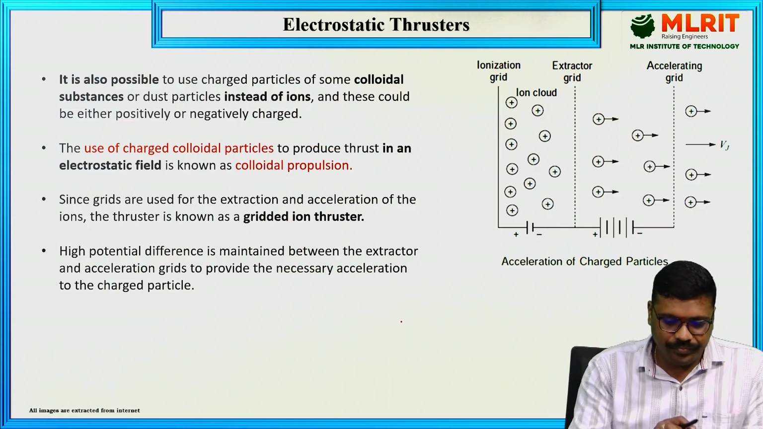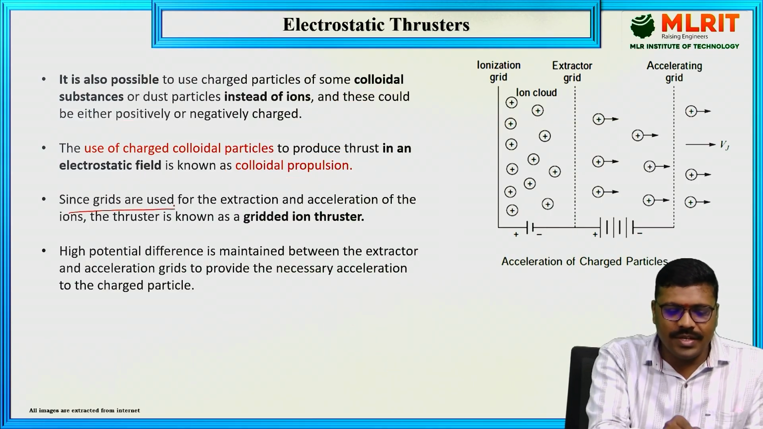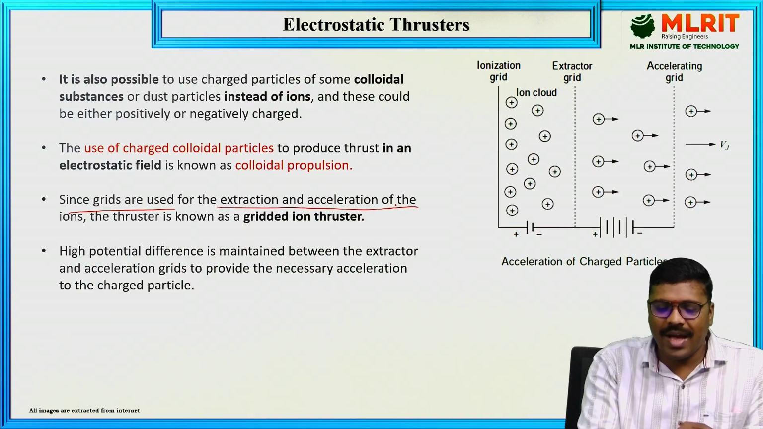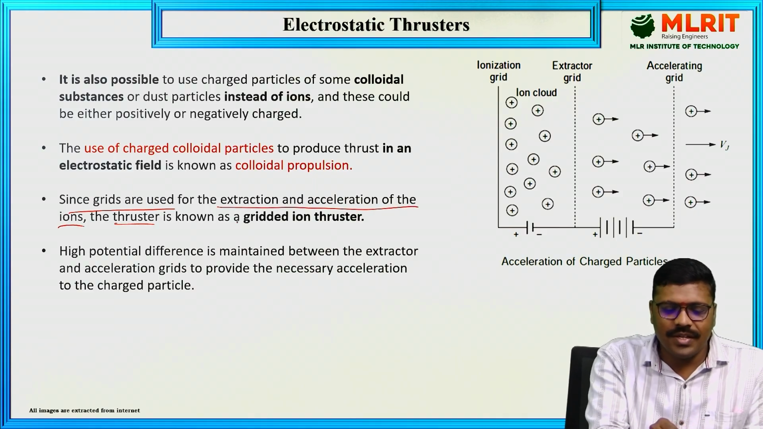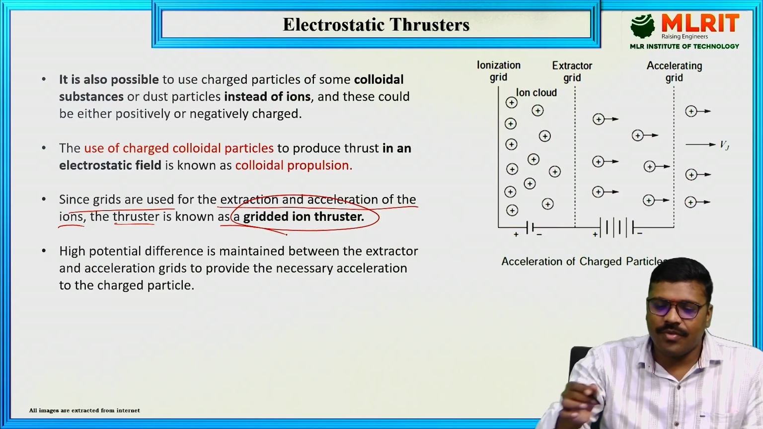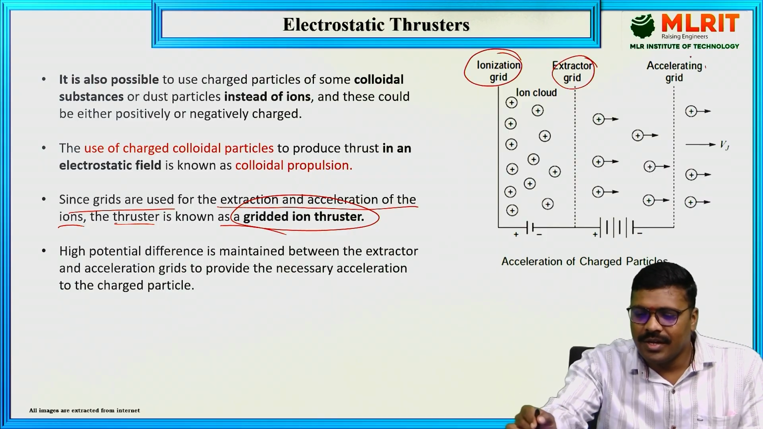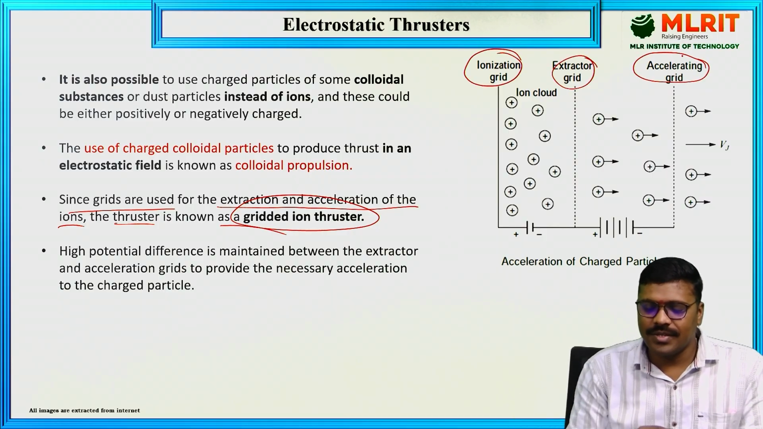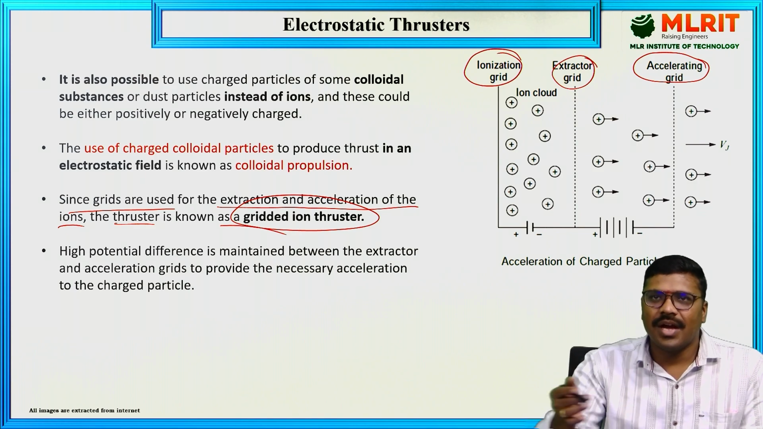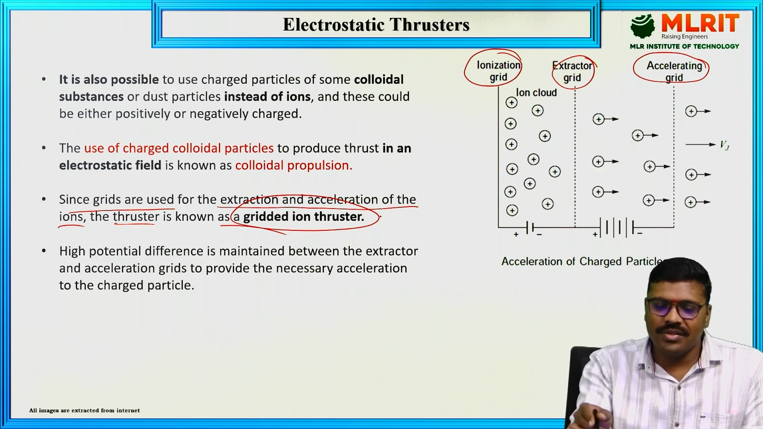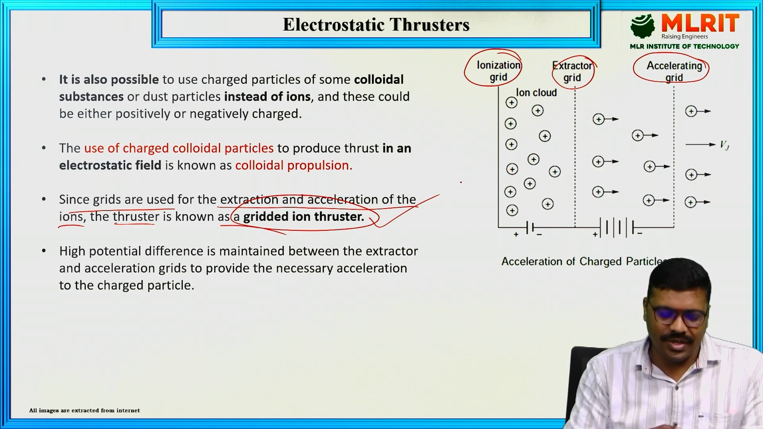Since grids are used for the extraction and acceleration of the ions, this thruster is also known as a gridded ion thruster. We can see here the ionization grid, extraction grid, and acceleration grids. We are using grids to ionize, extract, and also accelerate. That's why you can call this electrostatic thruster a gridded ion thruster.